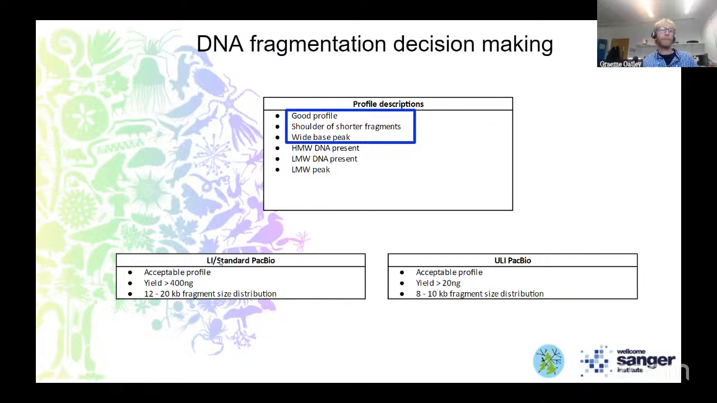So for low input or standard PacBio, we want one of these acceptable profile descriptions, a yield above 400 nanograms, and an average fragment size distribution of between 12 and 20 kb. And then for ultra low input PacBio, again, we want an acceptable profile, a yield greater than 20 nanograms, and then a fragment size distribution of 8 to 10 kb.